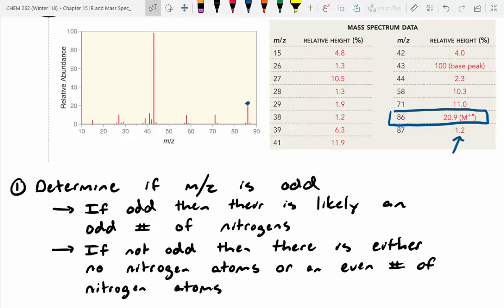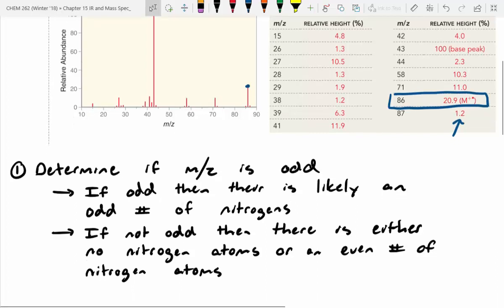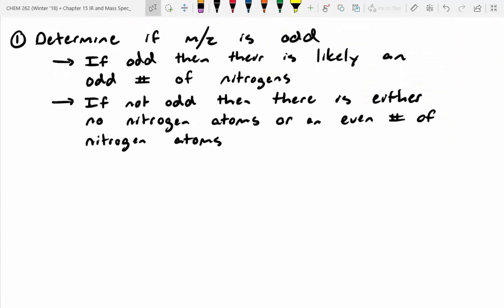All right, perfect. So like I said, the first thing I do is identify my parent peak, which we said was 86. Because it is an even number, there's either an even number of nitrogens or no nitrogens at all in the system. So that's the first clue. We know the molecular weight. That's another big clue as well. Now what we need to do is determine the number of carbons. So that's step 2.